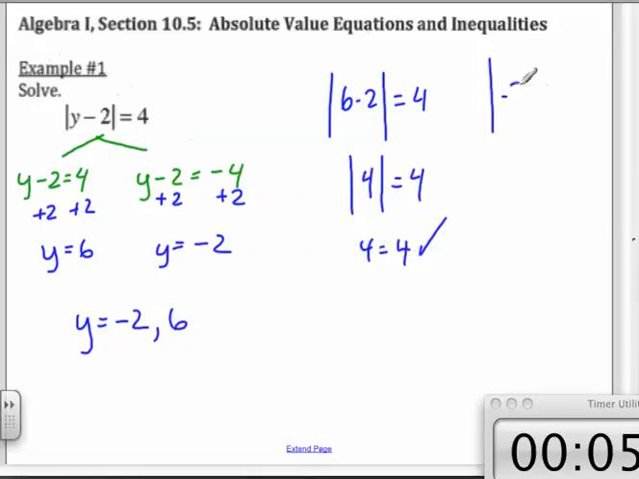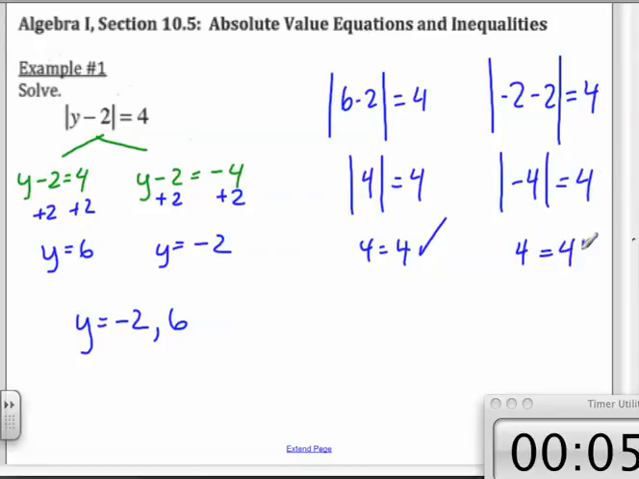Now let's try this one. Negative 2 minus 2. The absolute value of that is equal to 4. All right, so now the absolute value of negative 4 is equal to 4. And that means 4 is equal to 4. That's true. Okay, so both of those work.